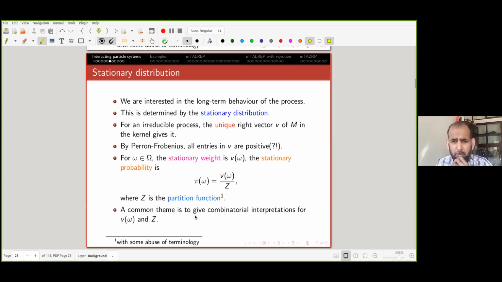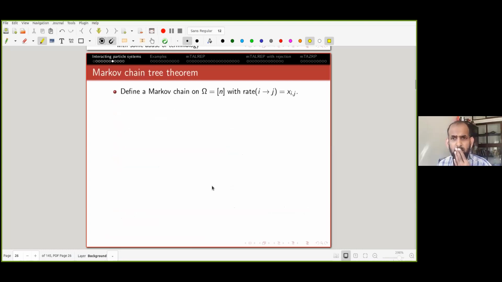So a common theme in the combinatorial setting is to give combinatorial interpretations of this V omega and the partition function. Okay. So here is a really beautiful theorem which somehow has not been so widely appreciated. So I want to advertise this. So we'll take the most general Markov chain on n vertices. The x_ij is the transition rate from state i to state j.